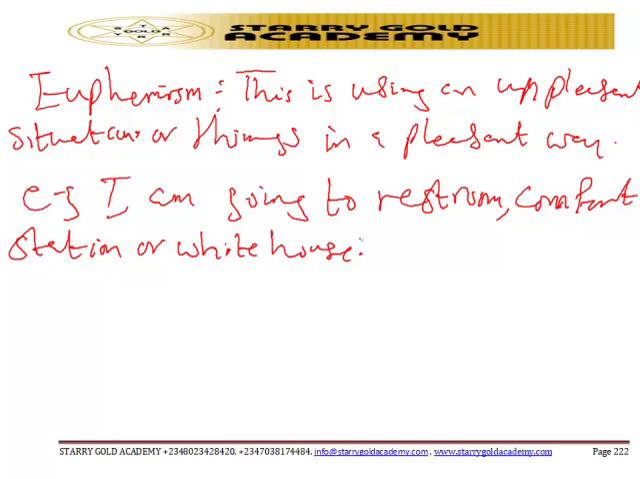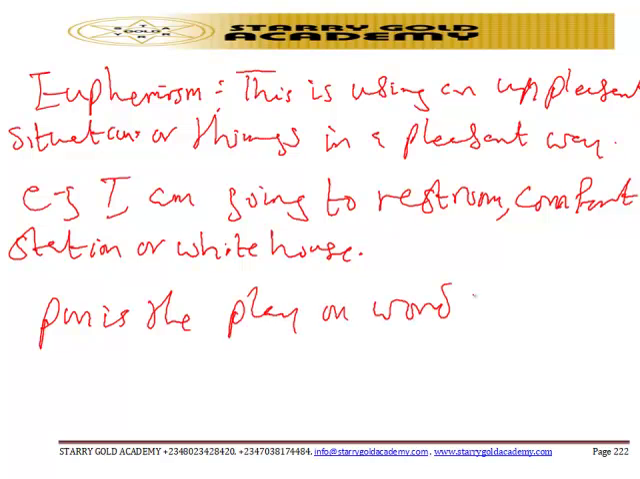So we have a lot of examples then. We have pun, that is play on words. Talking about pun, the three-letter word, it is a play on words. Pun as a figure of speech, play on words. We have another one, metonymy. We have a lot of them, but I just narrowed it down to the ones that I normally use.